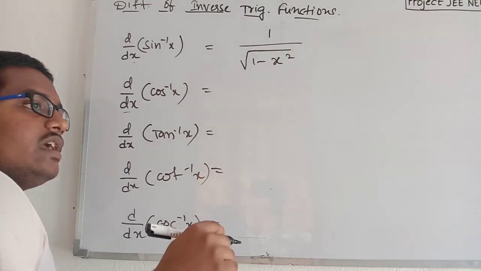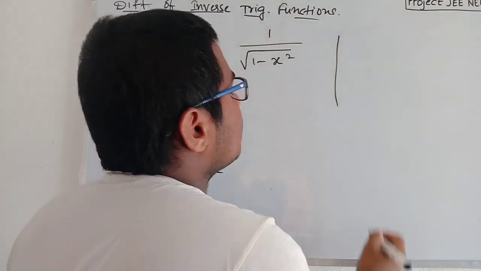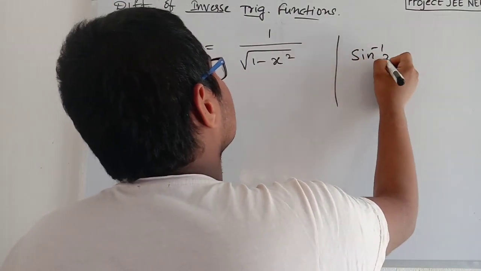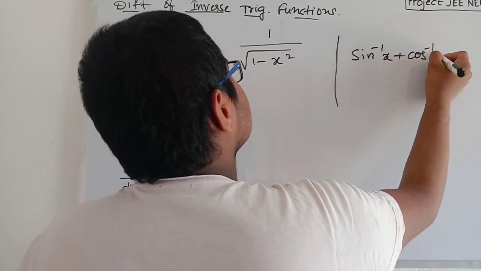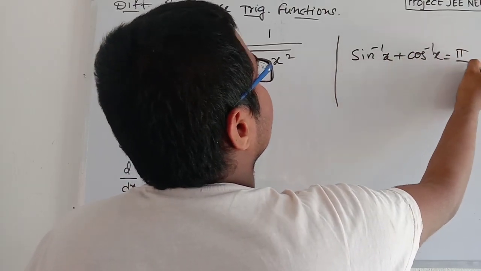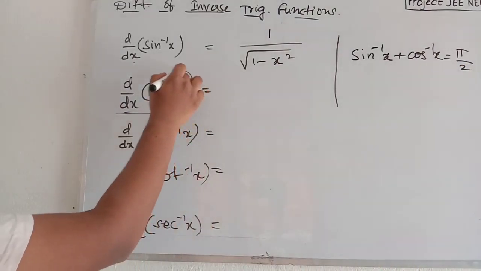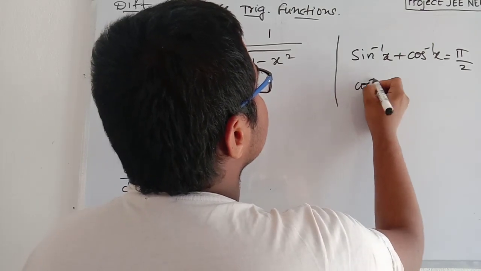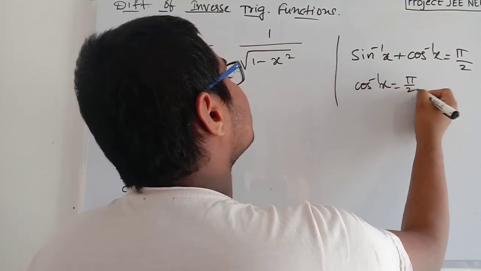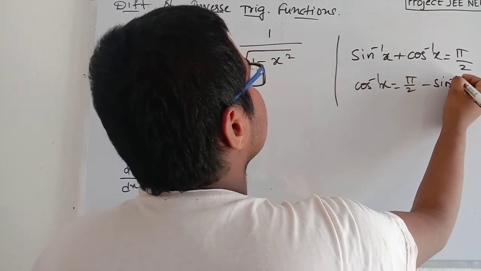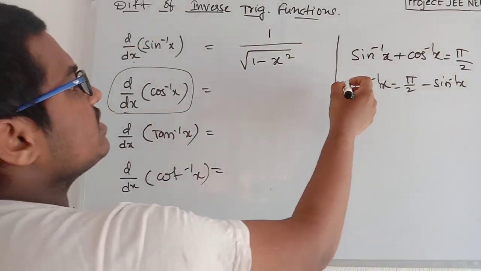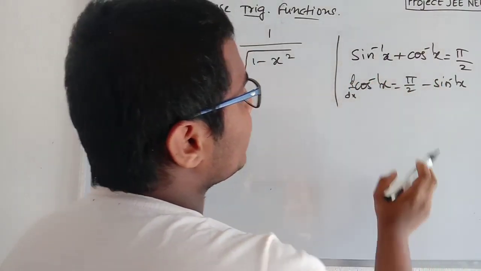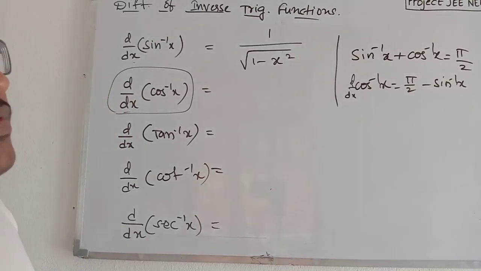According to the inverse trigonometric functions chapter, you will remember one thing: sin inverse x plus cos inverse x is equal to pi by 2. So in order to calculate this value, just substitute. Cos inverse x is equal to pi by 2 minus sin inverse x. Differentiating both sides, d by dx of cos inverse x is equal to d by dx of pi by 2 minus d by dx of sin inverse x.